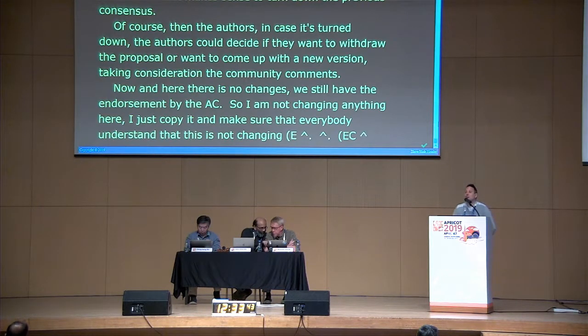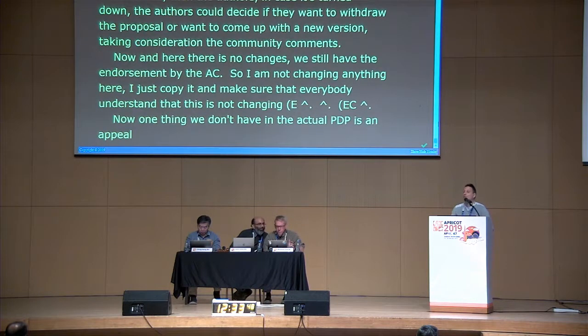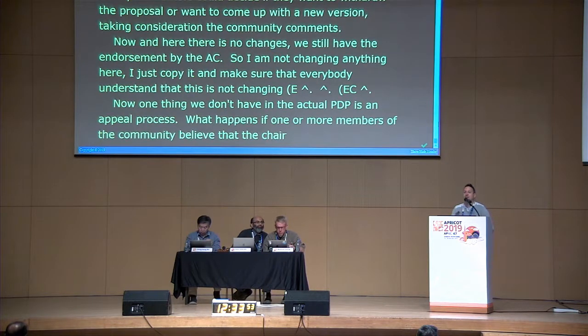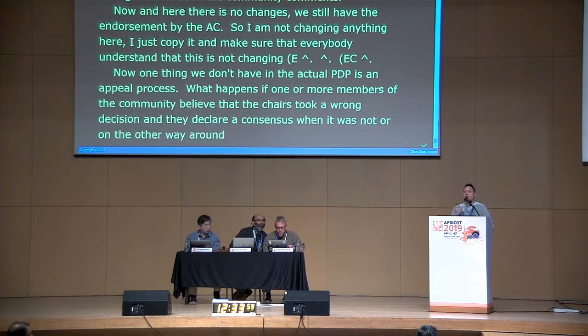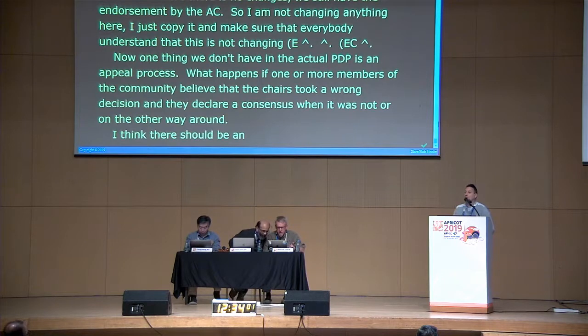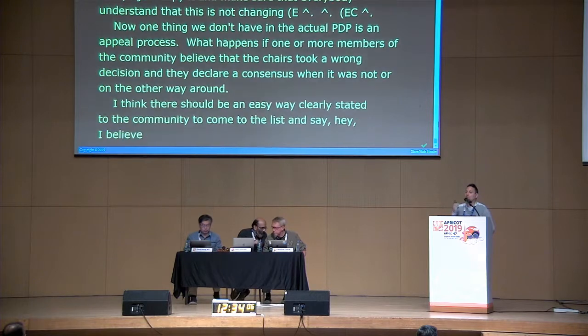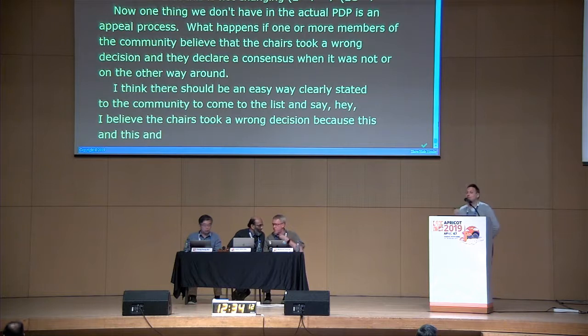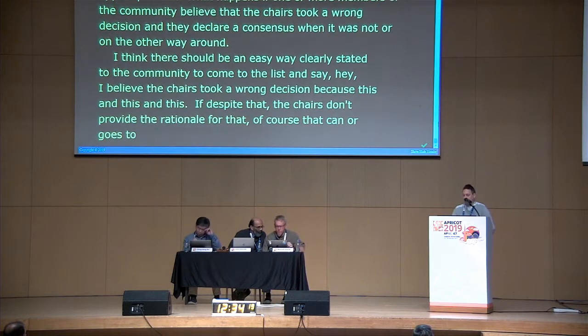Now, one thing we don't have in the actual PDP is an appeal process. What happens if 1 or more members of the community believe that the chairs took a wrong decision and they declared consensus when it was not, or the other way around? I think there should be an easy way, clearly stated to the community, to come to the list and say, hey, I believe the chairs took a wrong decision because of this and this and this. And if despite that the chairs don't provide a rationale, of course that can go to the EC, right?